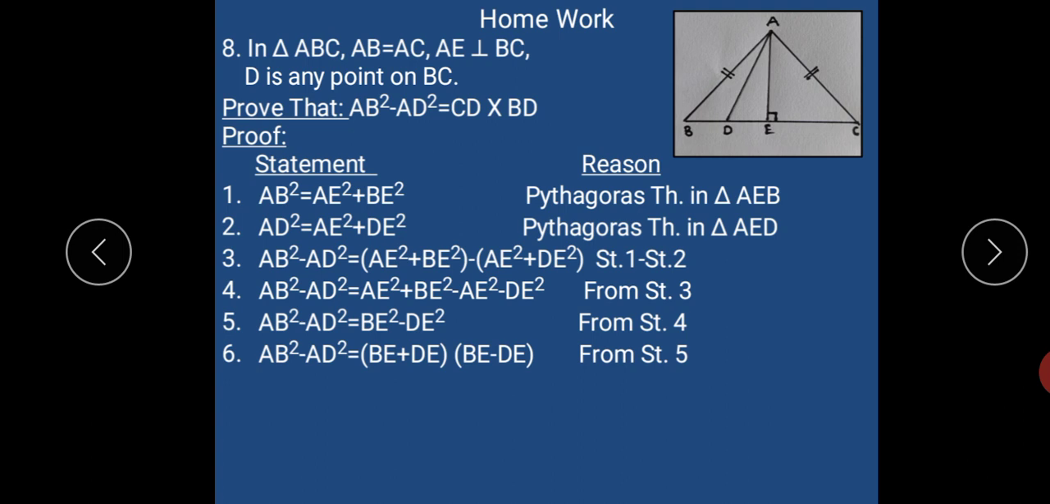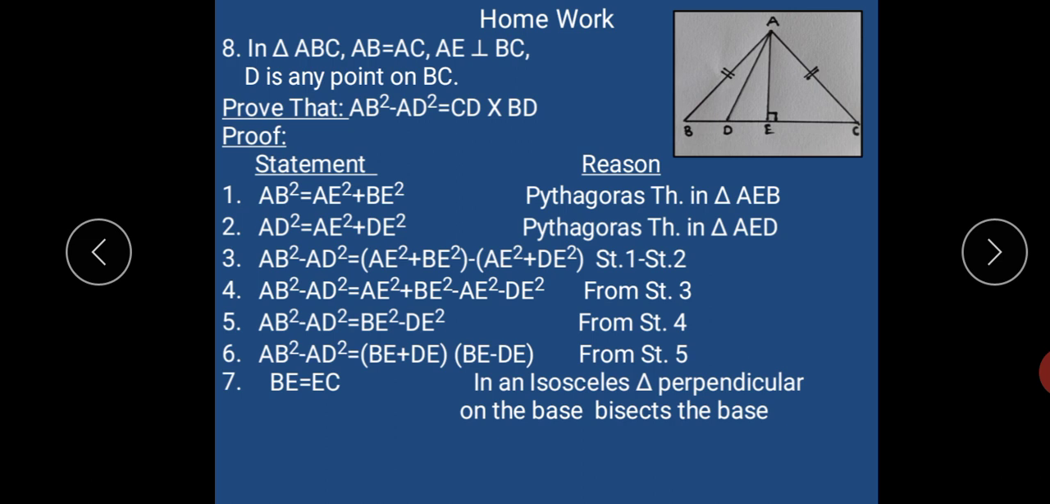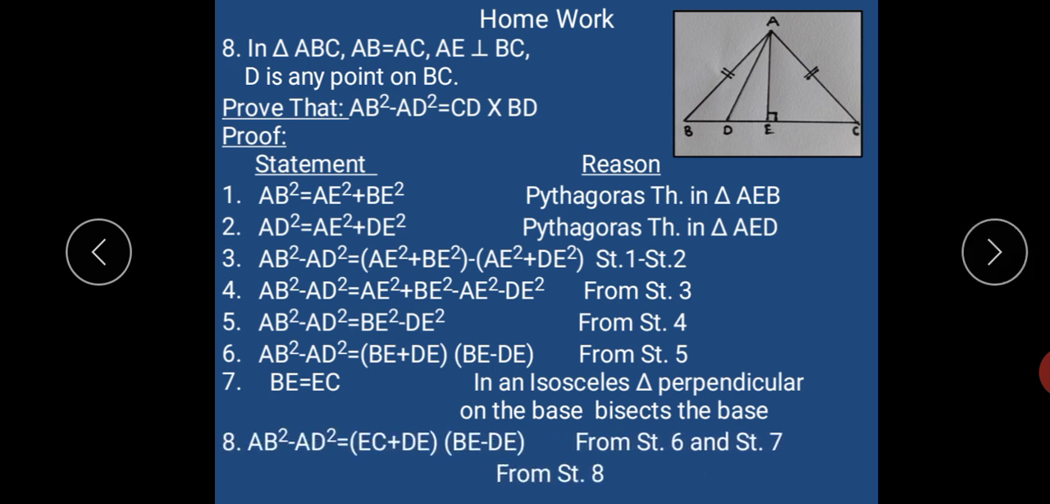We want CD there. And CD we can get if it is EC plus DE. But we have BE. But BE and EC are equal. BE is equal to EC. In an isosceles triangle, the perpendicular on the base bisects the base. So in place of BE, if you put EC and just add, you will get AB square minus AD square is equal to CD into BD. Very nice rider. This is a perfect rider for the board exam. We solved 8 riders based on Pythagoras theorem.